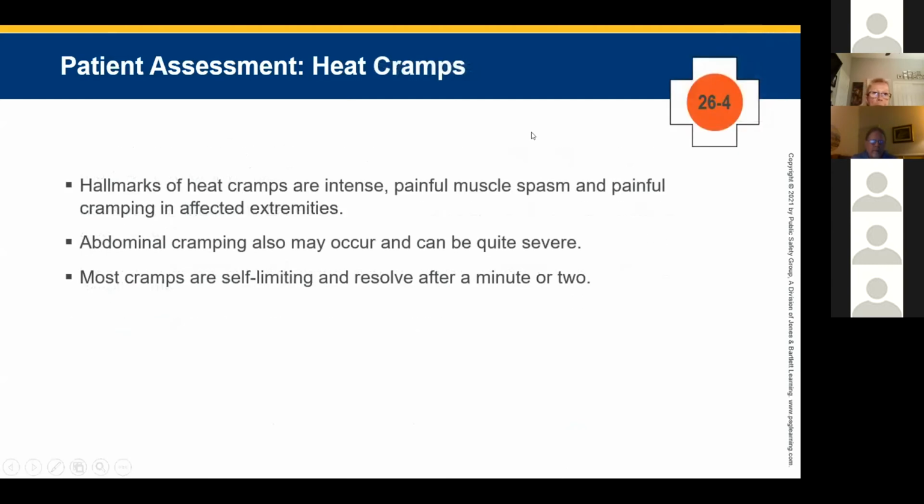Heat cramps are intense and painful in the affected extremities, which we know. Abdominal cramping also may occur. You can get diarrhea. You can get severe cramping in your abdomen, which sometimes causes you to get nauseated and vomit. Self-limiting and resolve in a couple of minutes, sure.